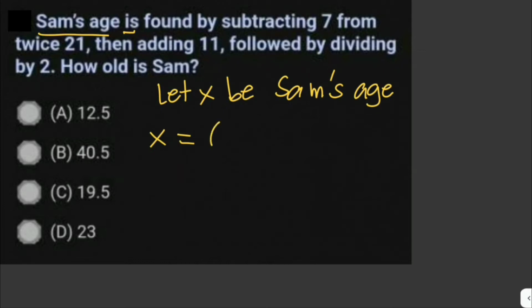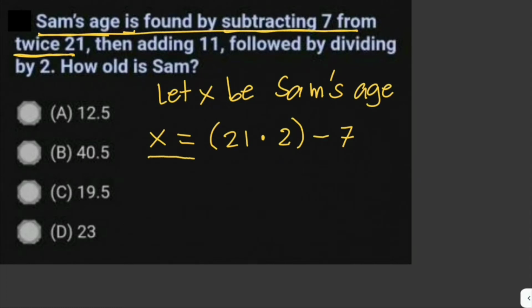So twice 21 is 21 times 2. Subtracting from, so that is minus 7. So we have already written this mathematical sentence into a mathematical equation, which is this one. So this is just equal to 42 minus 7, and this is equal to 35.